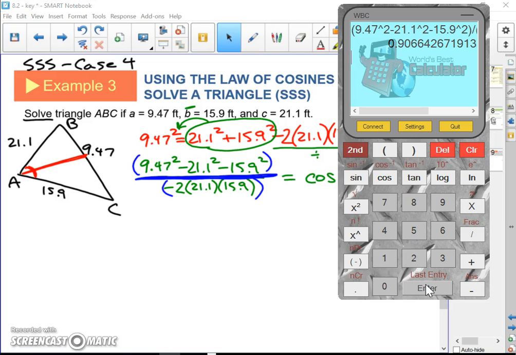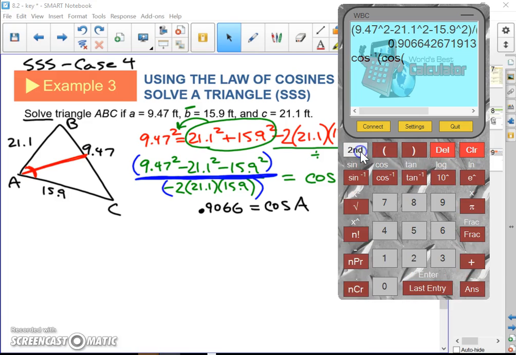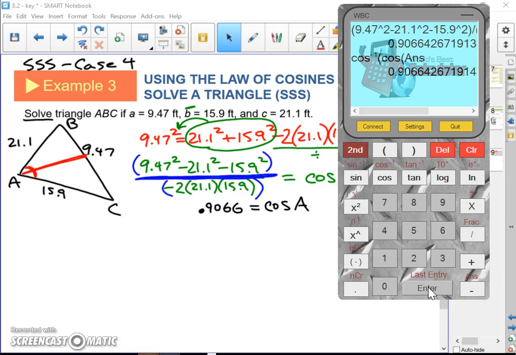0.9066 is what I got. Hopefully that's what you got. 0.9066, and we're not finished. That's not the answer, because we haven't completely isolated A yet. The next thing I would have to do is what? Inverse cosine of that. So inverse cosine of that. What? That's not right.